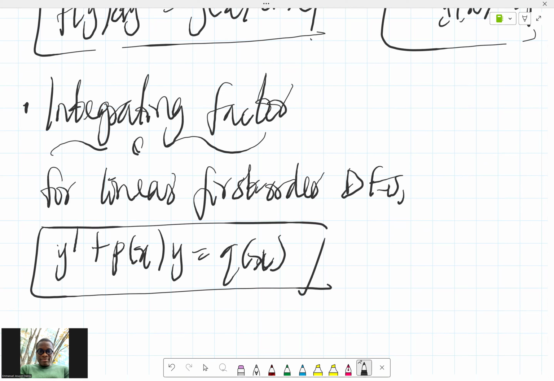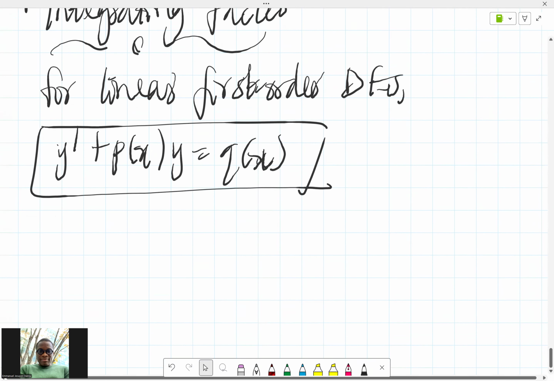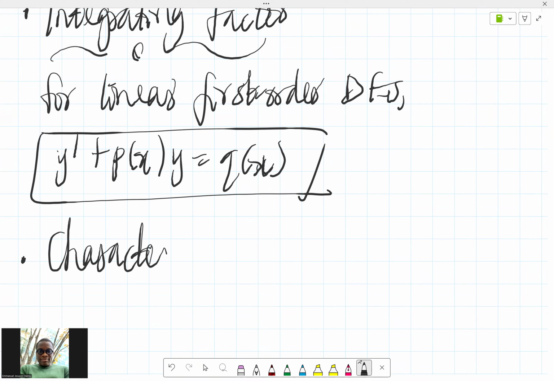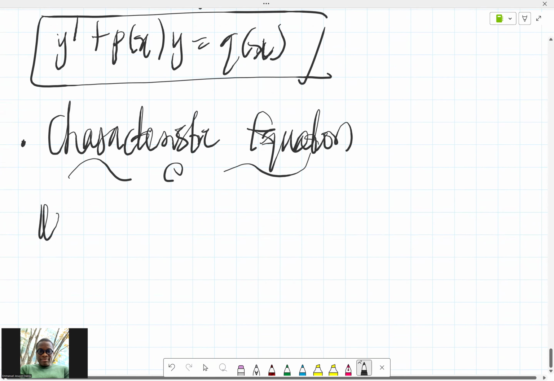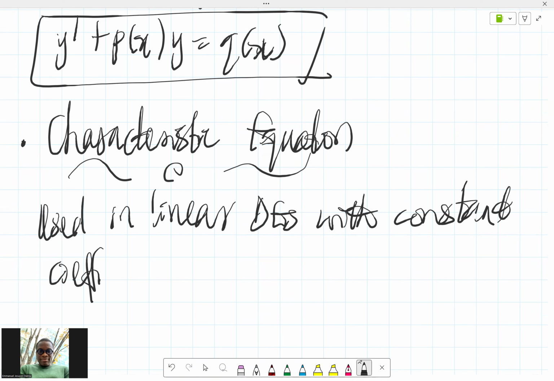You can use separation, you can use integrating factor for them as far as you can regroup it and it comes out this way. Then we also have the idea of characteristic equation, which is also a closed form, analytical method. So you solve a characteristic equation, you get eigenvalues or something like that. Here they are used in linear differential equations with constant coefficients.